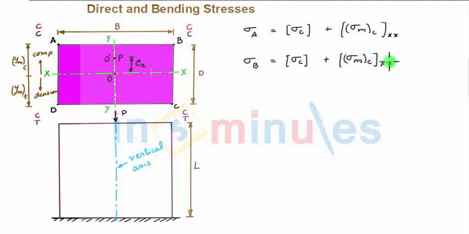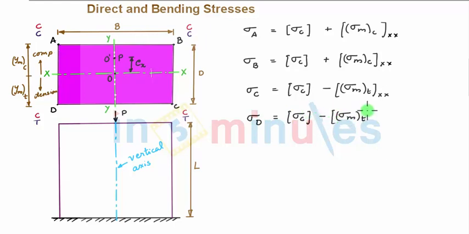Now if you consider point C, the total stress at point C will be compressive stress minus sigma max of T about XX axis. The same will be the case with point D. Total stress at point D is equal to sigma C minus sigma max of T about XX.